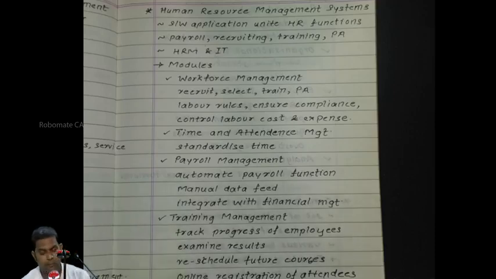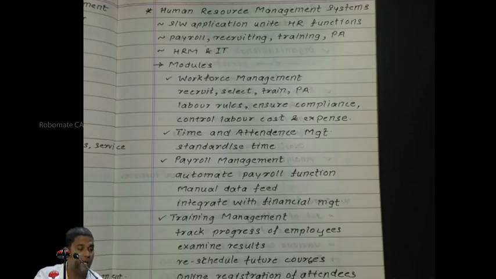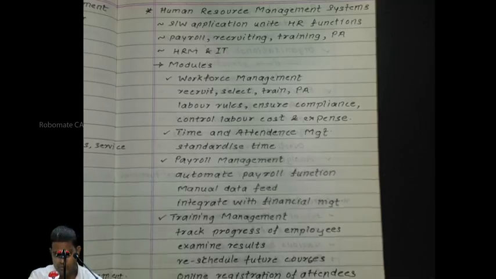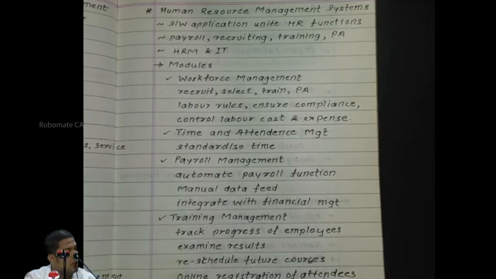Now, once a particular person is finalized or selected, there is time and attendance management. That means whether he's coming on time, whether he's leaving on time, whether he's working at the appropriate time, and whether he is completing the process within the standard time for that process. All these things will be seen in time and attendance management.